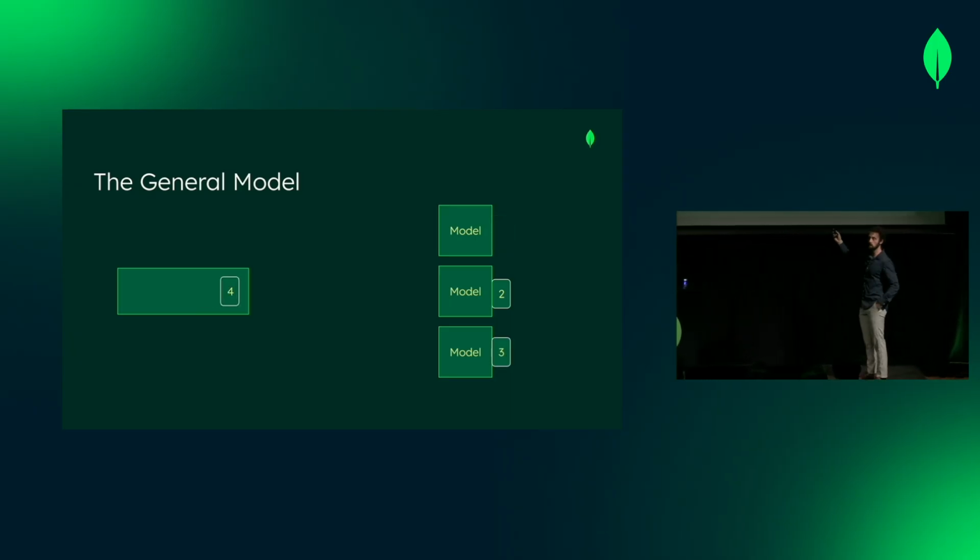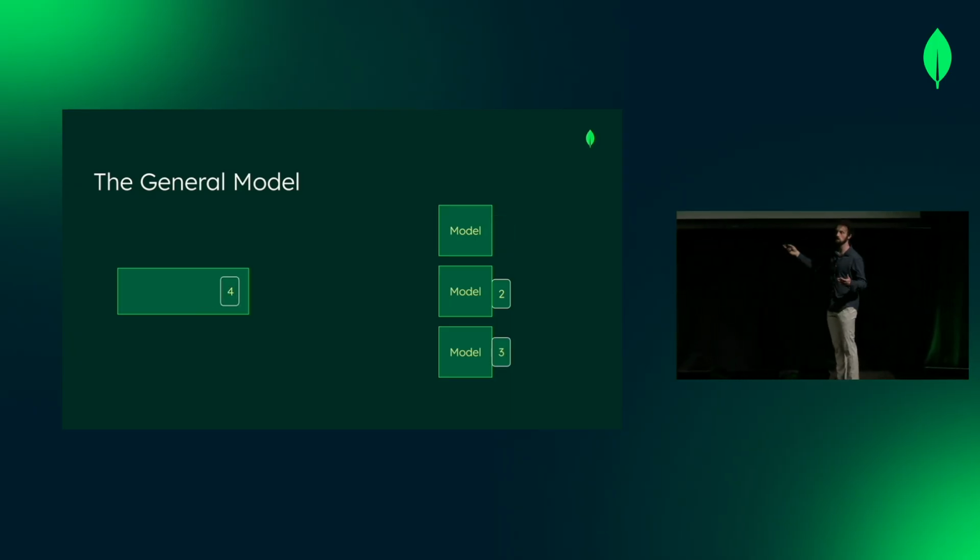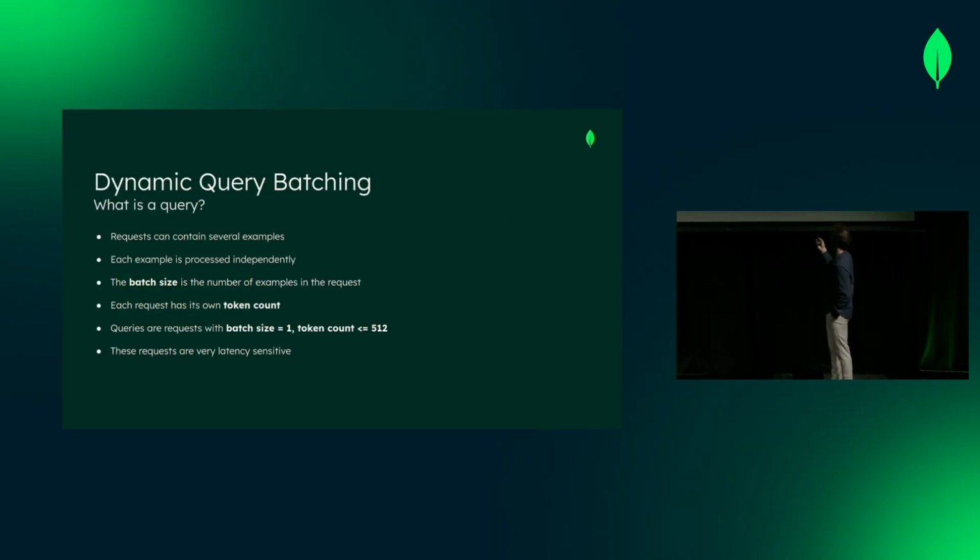So when you send a request to an embedding model, you give it some text. We might enqueue it in tokenized form, and then the models will consume it off the queue and then do the processing. So I'll be using this throughout the talk. So the first thing is dynamic query batching.